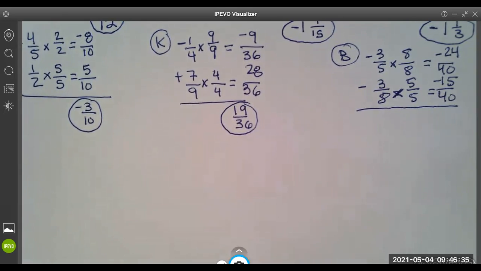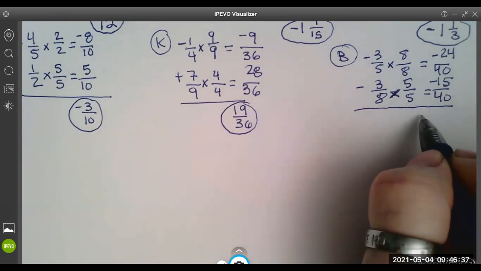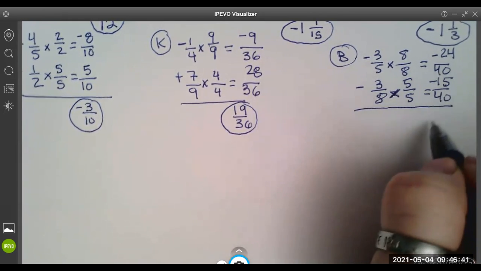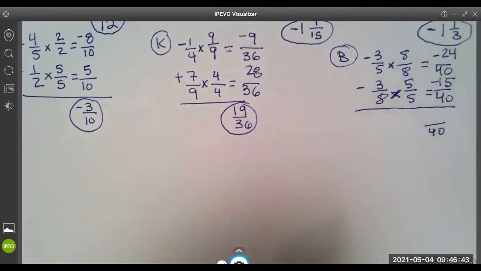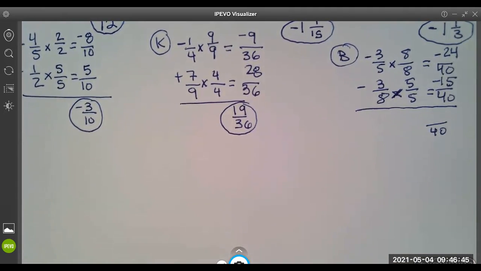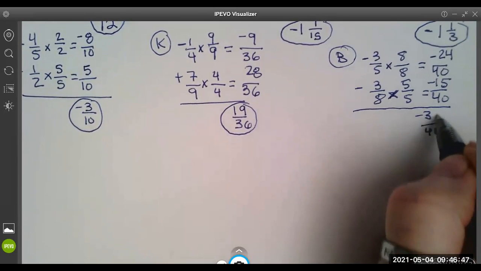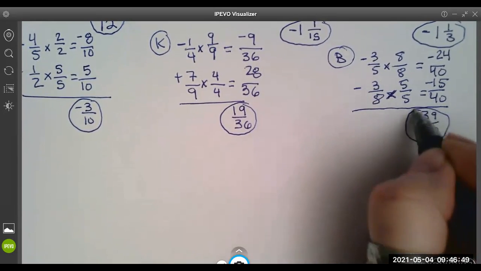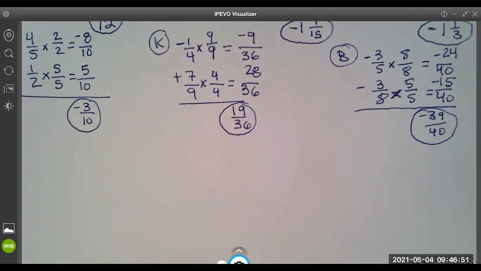Add and do what? Keep the sign. So what are we going to say this is? Over 40. What over 40? Negative 39 over 40, and that's as good as it's going to get. Next row.